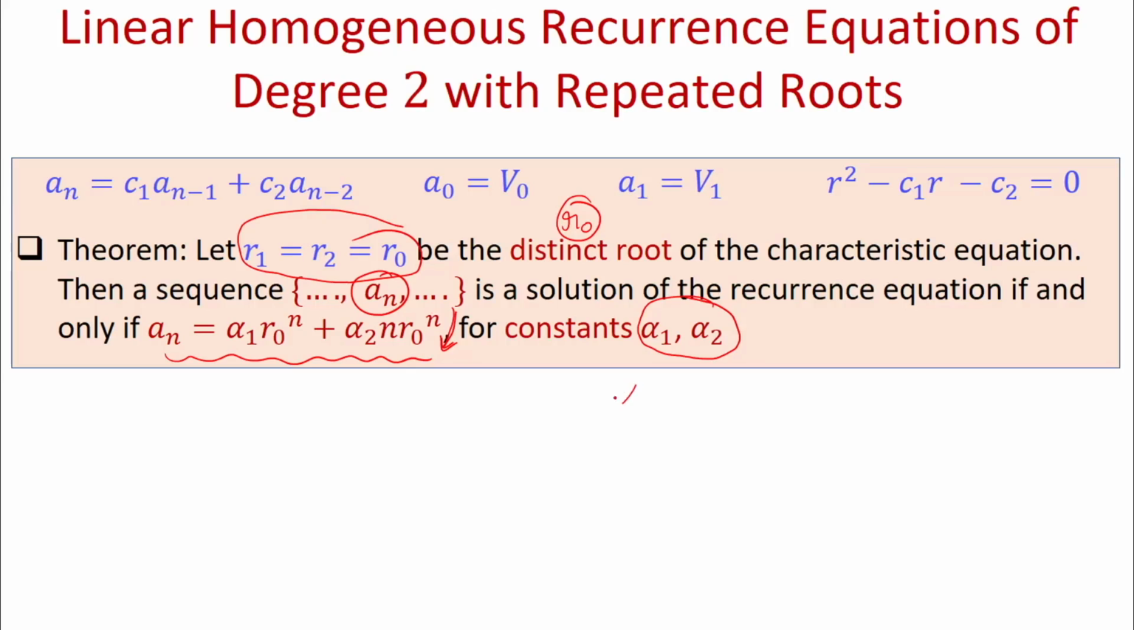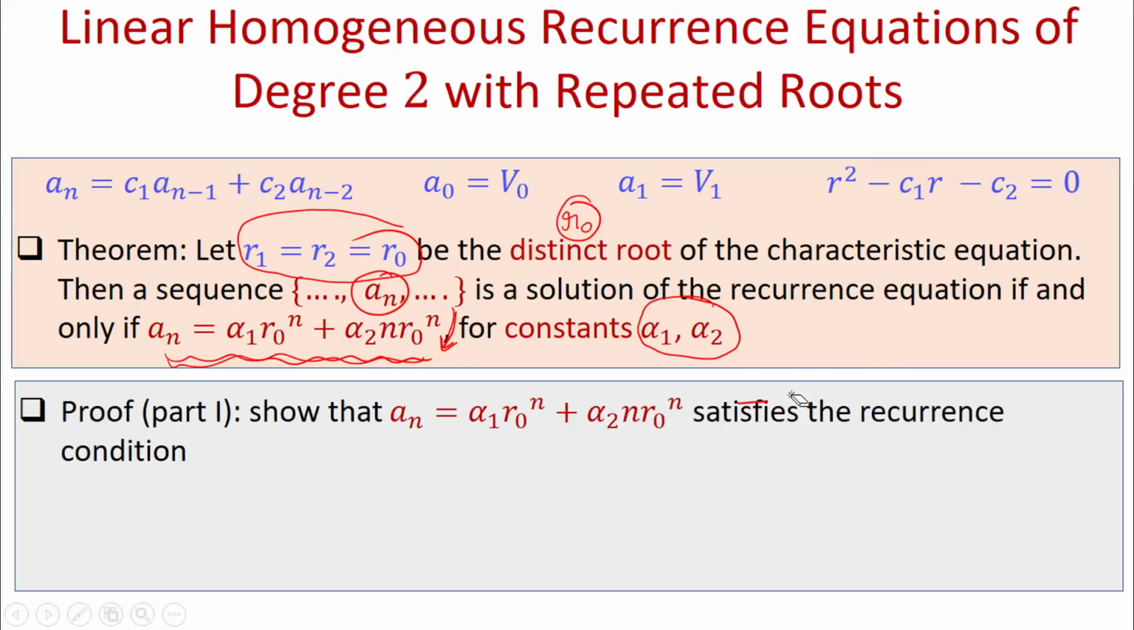In the previous case, if r1 and r2 were the two roots, then the general form was a constant times the first characteristic root power n plus another constant times the second characteristic root power n. My claim is that this general form is not applicable for the equal root case. The general form will now be this, and the proof can be shown similar to the way we proved the theorem for the case of distinct roots.